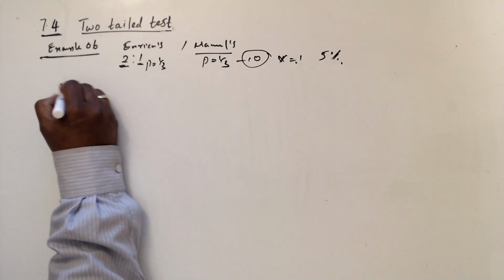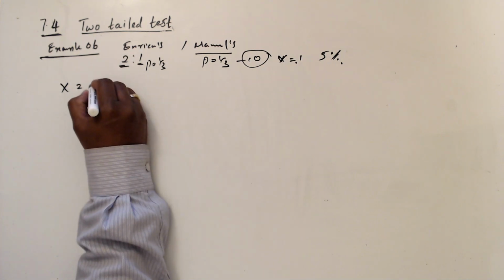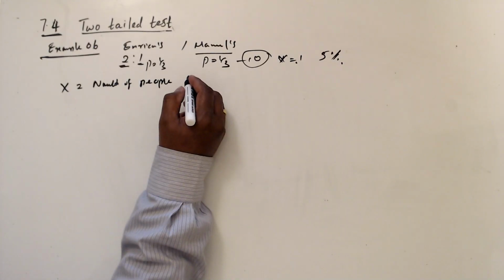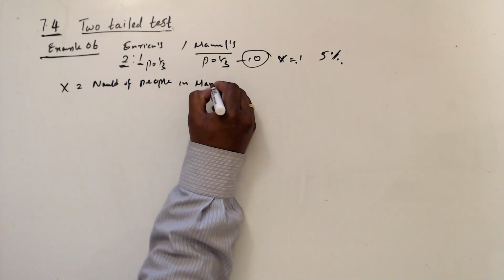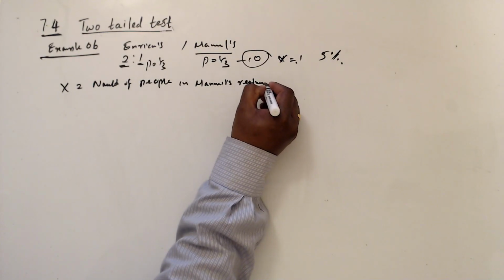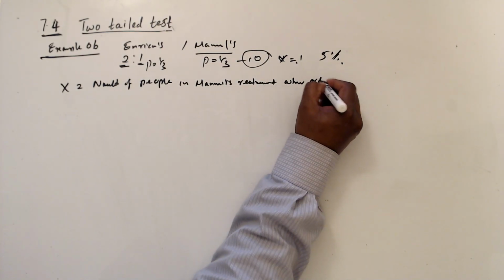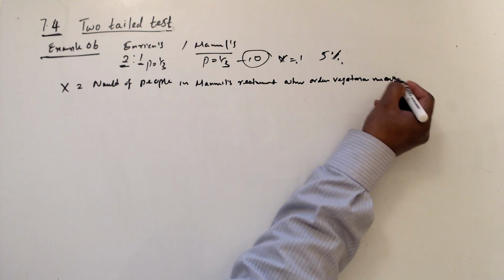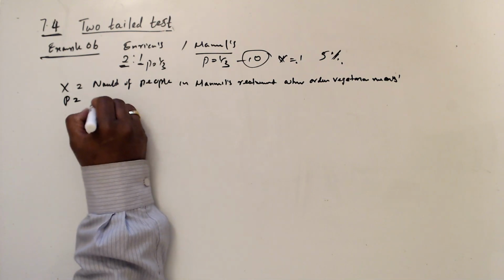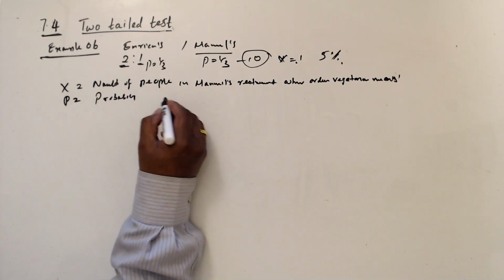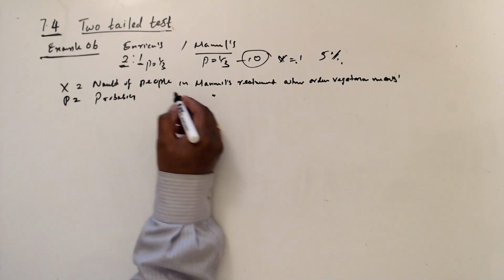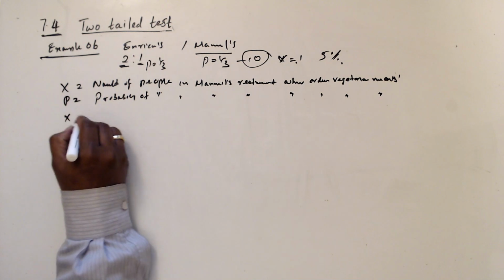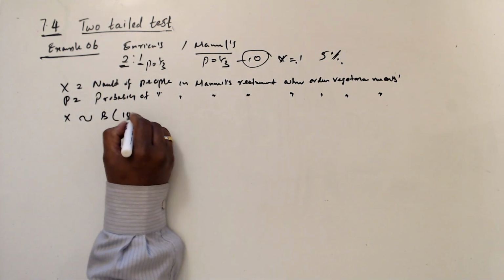So X is going to be the number of people in Manuel's restaurant who order a vegetarian meal. p is the probability of people ordering a vegetarian meal. So X follows binomial(10, p).